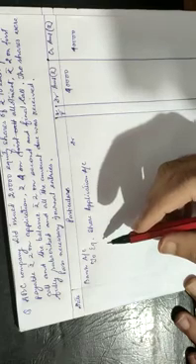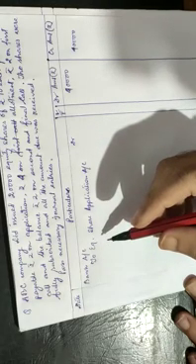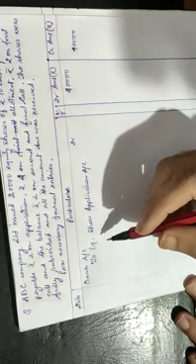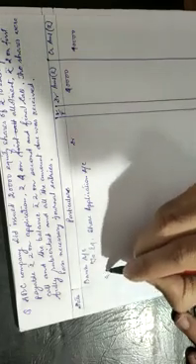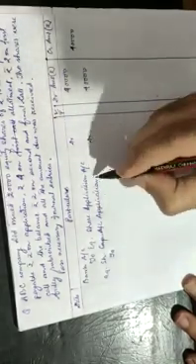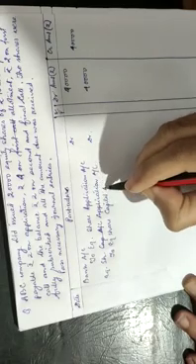Now, the second entry: share application money is required to be transferred to equity share capital account. Therefore the second entry: equity share application account Dr. 40,000 to equity share capital account 40,000.